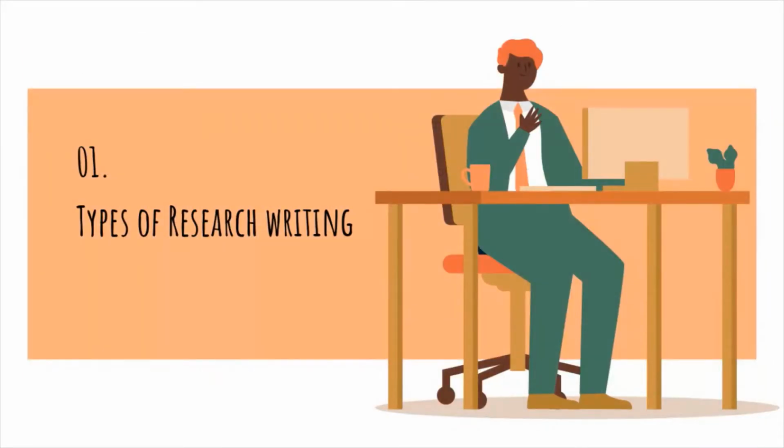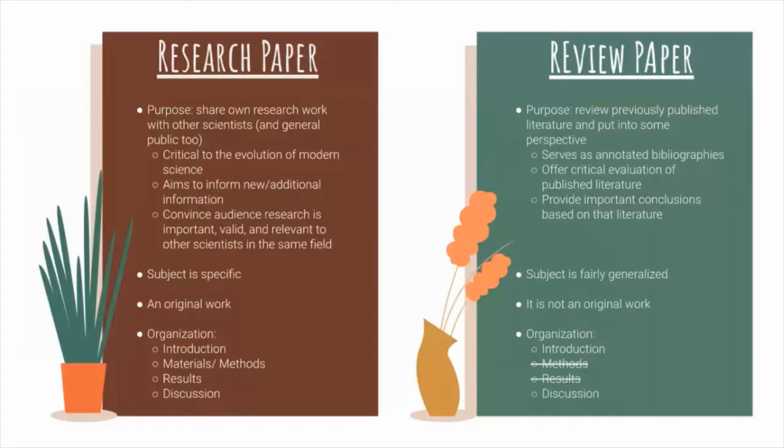So what are the types of research writing? I broke it down to what we in the science world see as basically two real big umbrellas for papers. And one of them is research papers. And what I call that is your science article. It's your science, it's your work. So it is your own research work that you're trying to share with other scientists as well as the general public. And the purpose is to evolve and forward the field.